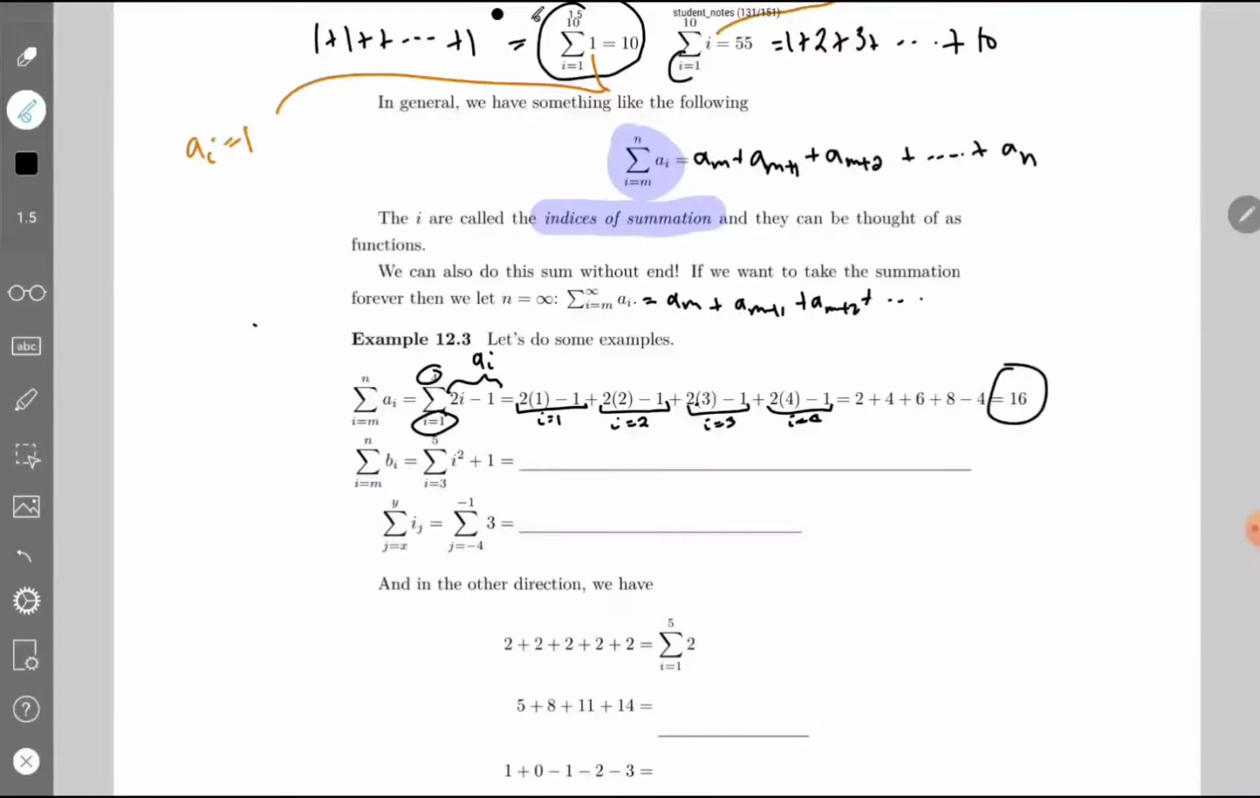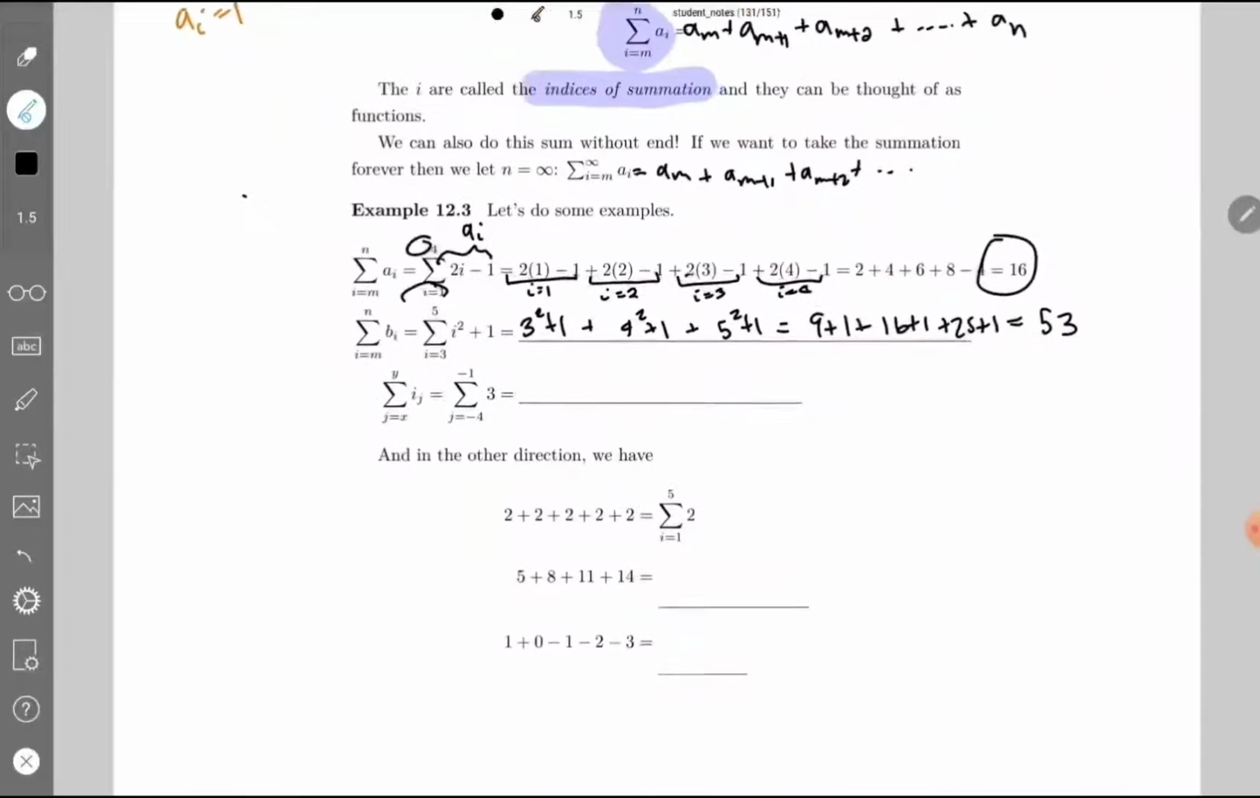So let's look at the next example. This is a little hard to read: the sum from i equals m to n of b_i. So I can change these variables, right? a_i doesn't actually mean anything, so I can have b_i. And that's perfectly okay. So we're going from i equals 3 to 5 of i squared plus 1. We start off with 3, so we do 3 squared plus 1, plus the next one is 4, so 4 squared plus 1. Next one is 5, so 5 squared plus 1. So here we get 9 plus 1 plus 16 plus 1 plus 25 plus 1. And if you add these up in a calculator, you get 53.